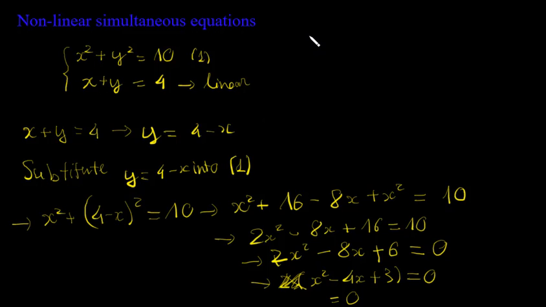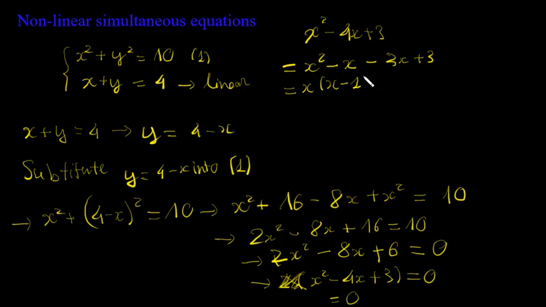Back up here. x squared minus 4x plus 3 equals x squared minus x minus 3x plus 3, which equals x multiplied by x minus 1, minus 3 multiplied by x minus 1. We got minus 1 multiplied by minus 3 is plus 3. So we take our common factor, x minus 1, multiplied by x minus 3. So x can be either 1 or 3.